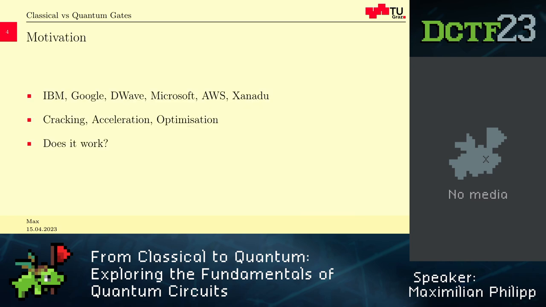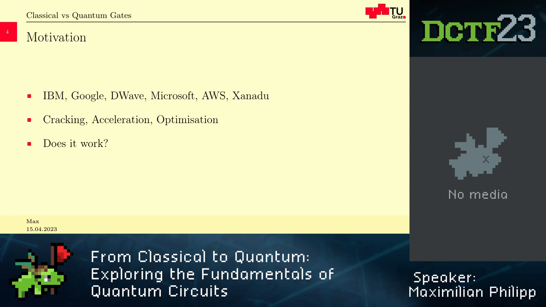What is the motivation behind this talk, or why should you listen? Well, there are many big companies like IBM, Google, Amazon, and D-Wave that are currently researching quantum computers, and they pay a lot if you understand them and you can implement some algorithms with them. What can they be used for? You could theoretically crack some encryptions. You can accelerate a lot of workloads that need some optimization, like folding proteins and developing pharmaceutical medicine.